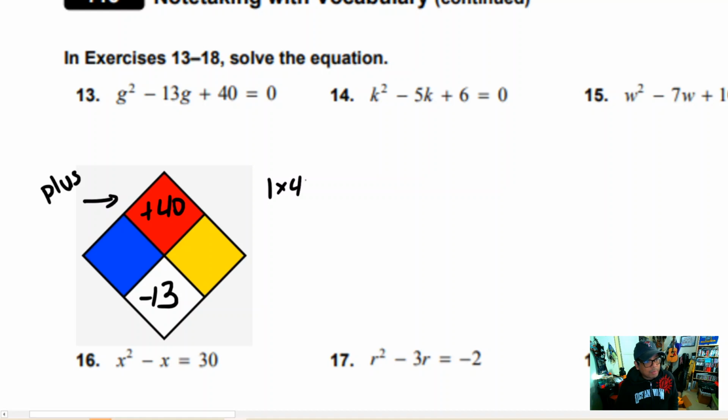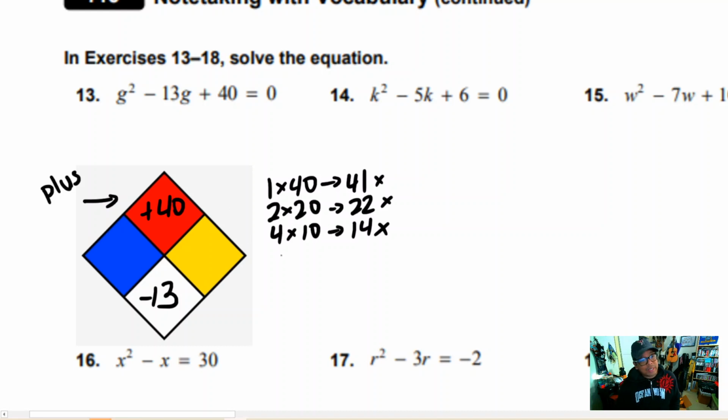1 times 40, and when we add them, I get 41, so that's not going to work. We've got 2 times 20, and when I add them, I get 22. That's not going to work. What about 4 times 10? And when I add those, I get 14. That's not going to work.